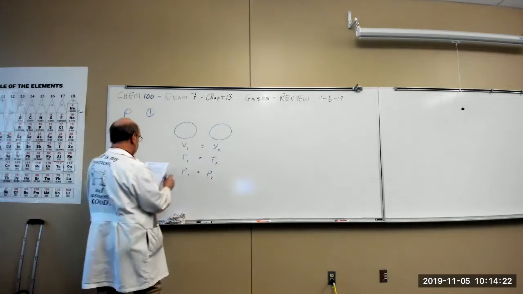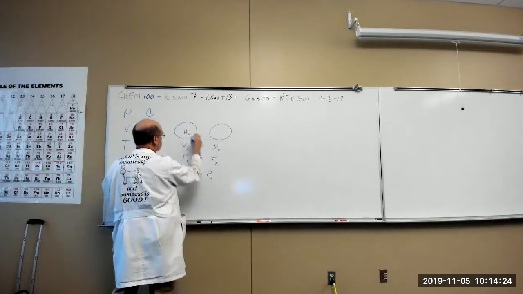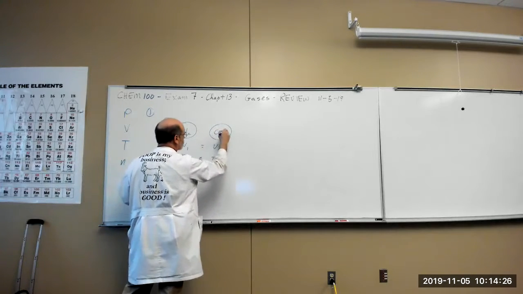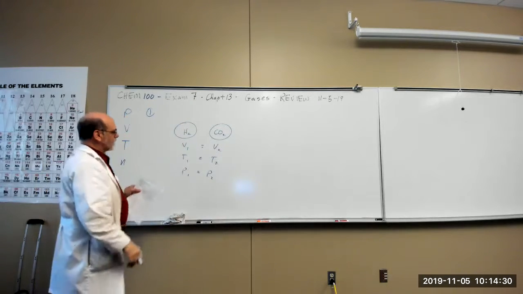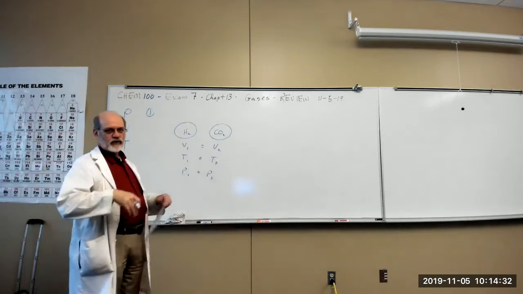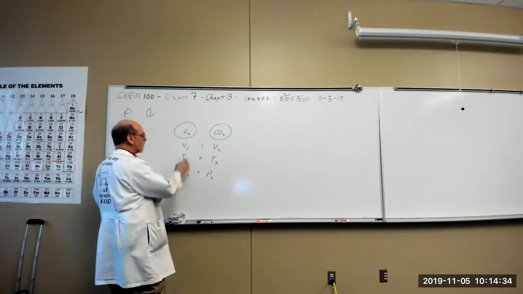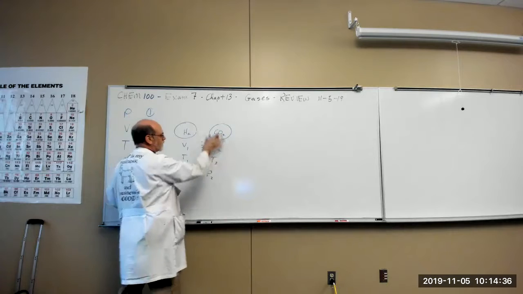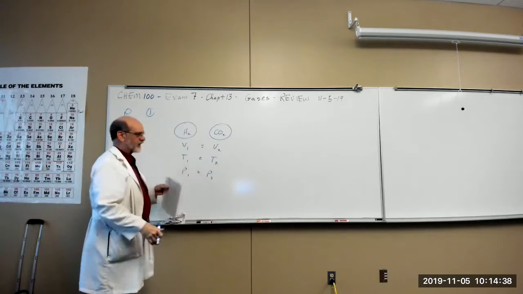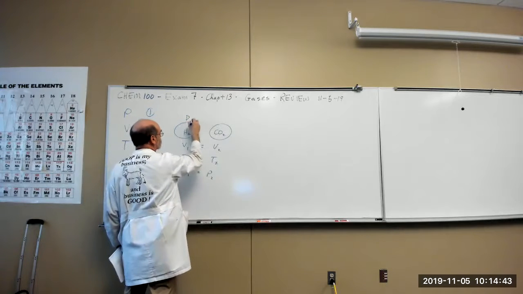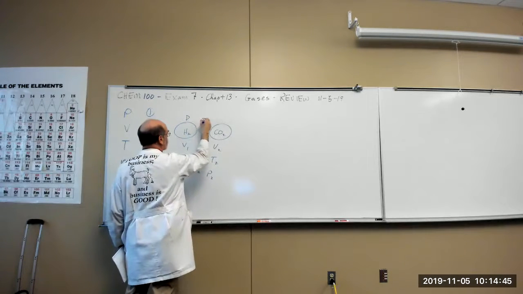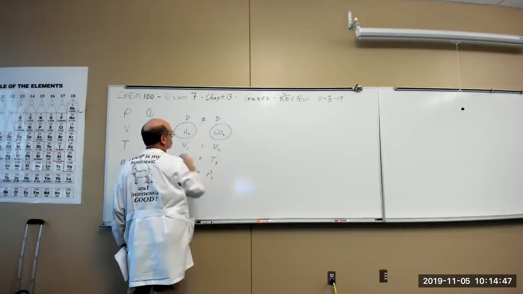One balloon contains hydrogen and the other contains carbon dioxide. And a little blue smoke is thrown in there. This one floats in air, this one sinks in air. So what does that mean? That just means the densities are different. So the density of this one is not equal to the density of that one.